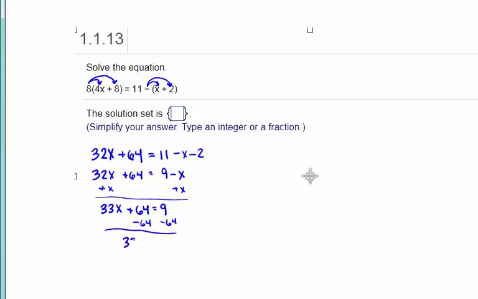So that's going to give me 33x. The 64 and the minus 64 is going to cancel, and 9 minus 64 is going to give me, and you can plug that in your calculator if you need to, 9 minus 64 is going to give me negative 55.